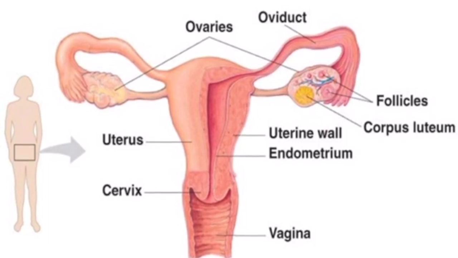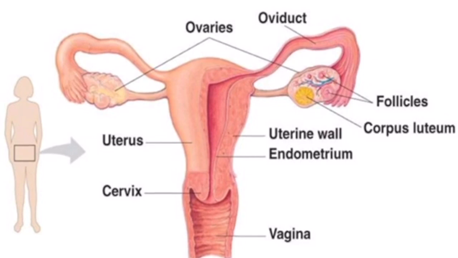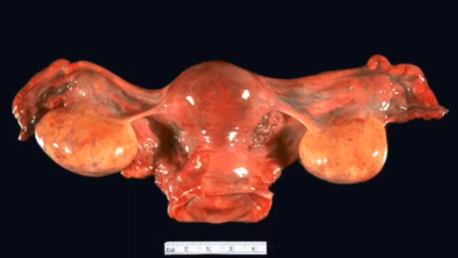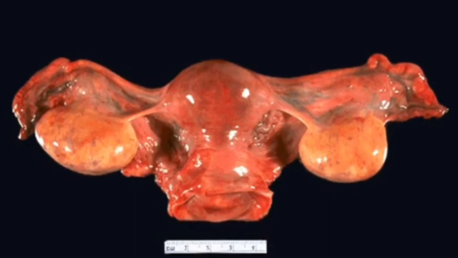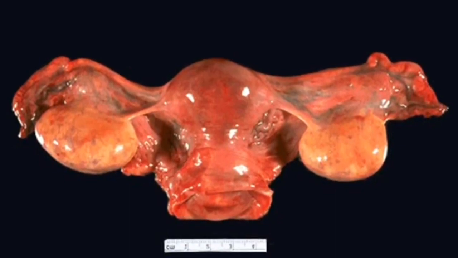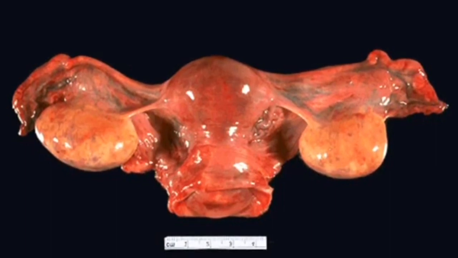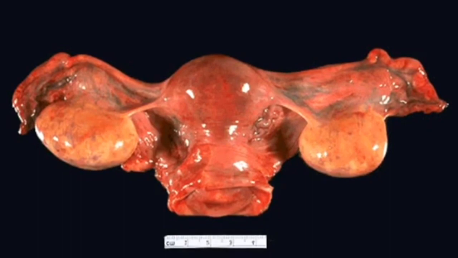There is a cyst, which you can get on your ovaries, which you just need birth control or surgery. Endometriosis, you just need hormones or surgery again. Premature ovarian failure, you just need hormones. Polycystic ovary syndrome, you need birth control. And then ovarian cancer, which is genetic, you need chemotherapy or surgery.